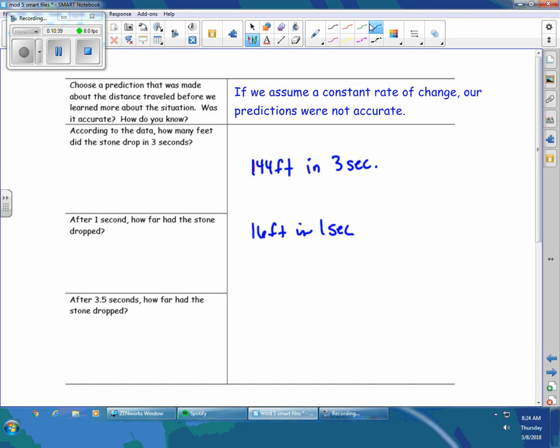So it's going to be greater than 144 feet and less than 256 feet. Okay, so we can't actually get more accurate than that before we figure out what equation can best represent this data. Let's go ahead and turn the page.